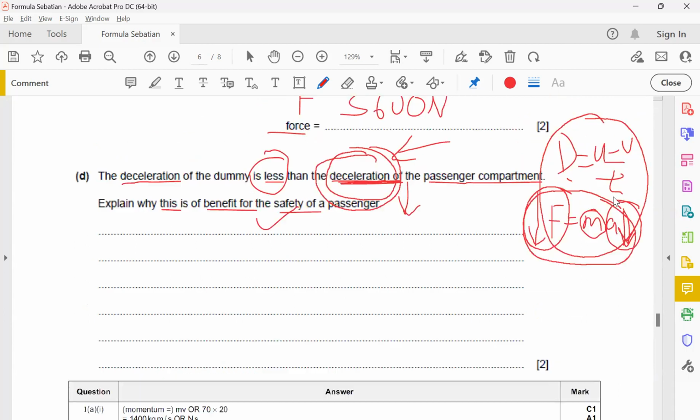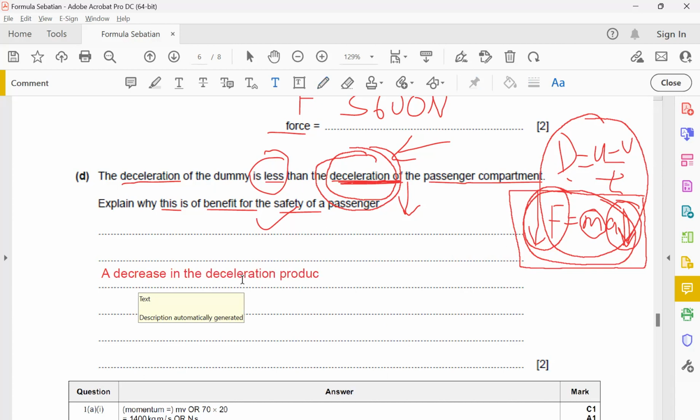Literally, don't overcomplicate it. Just think about it in the formula and think about how this relates back to this here. Because ultimately, if it's safe, it's because the impact is not as much, and when impact is not as much, it must be because of the force. So you're supposed to write something like this: a decrease in the deceleration produces less force during impact. That's what I stated here. Thus, less injury is sustained by the dummy.